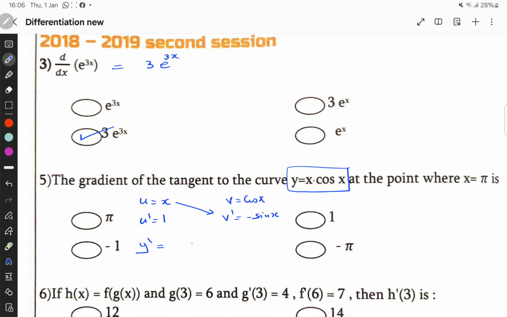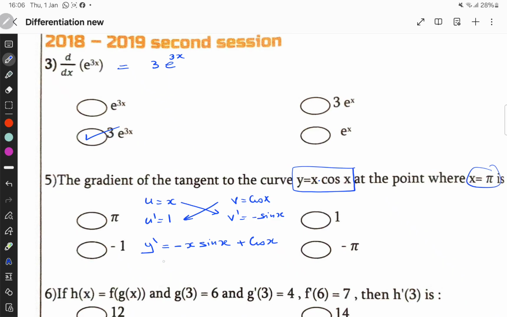Now the gradient will be y dash or dy over dx or f prime, all the same. Start to simplify: x times negative sine x gives negative x sine x, plus 1 times cosine x gives cosine x. He said where x is equal to pi, so we just substitute every x by pi: negative pi sine pi plus cosine pi. Change your calculator to radians, then insert all of that to get the final answer. I think of the points on the unit circle: it will be negative 1 and 0. So the final answer here will be negative 1.